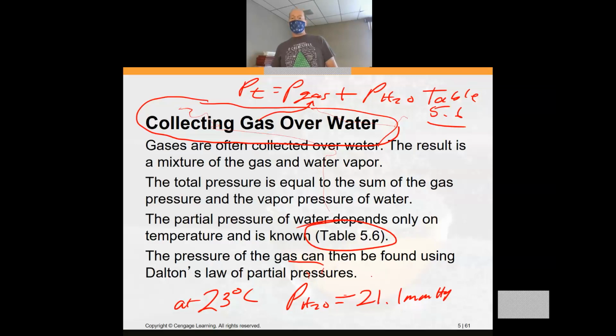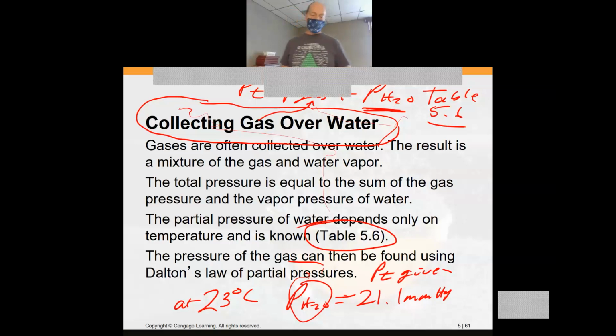And you're going to be given in lab the pressure of the day. That's the pressure total. It will be given. Then you look up the pressure of water, and you take your pressure total and subtract the pressure of water to get the pressure of your gas.